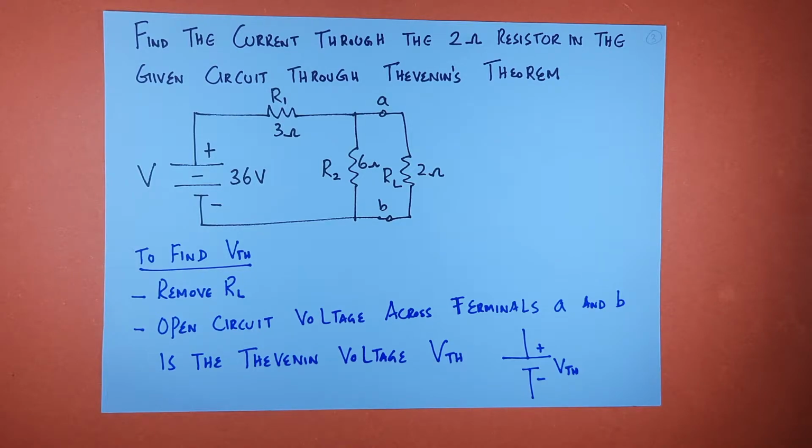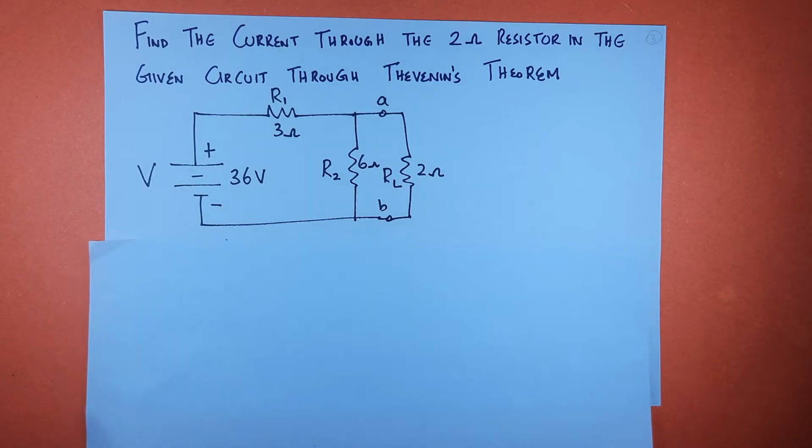Find the current through the 2 ohm resistor in the given circuit through Thevenin's theorem. There are so many ways by which you can get the solution to this problem. But here specifically we must apply Thevenin's theorem to find current through this 2 ohm resistor, which is the load resistor RL. So to find this, first we will find out the Thevenin voltage. Next we will find out the Thevenin resistance.